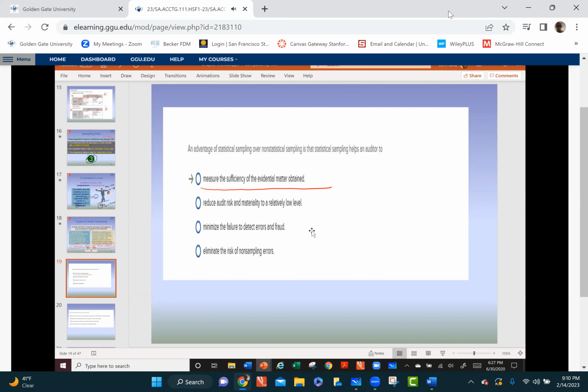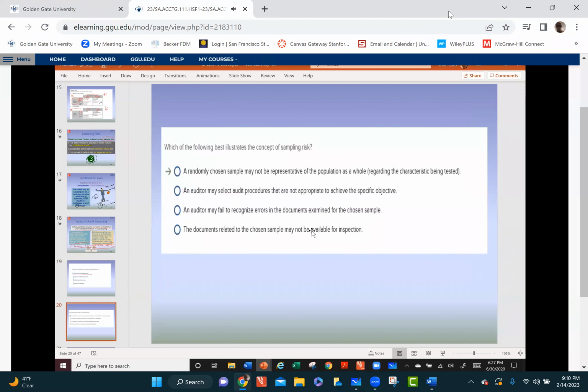Sometimes I like to read these other ones just to give me a couple of laughs, okay? Which of the following best illustrates the concept of sampling risk? And you can see the answer is: a random sample chosen may not be representative of the population. That's the problem with sampling, right?